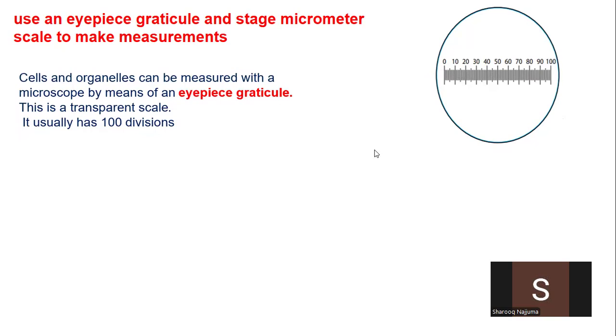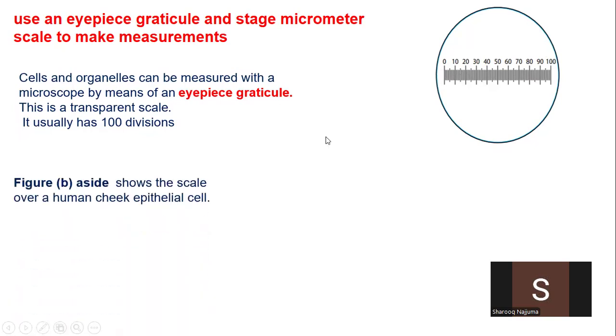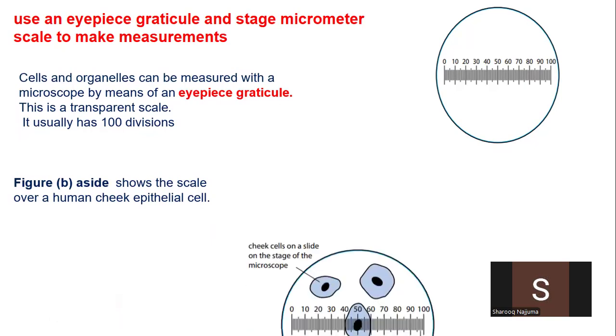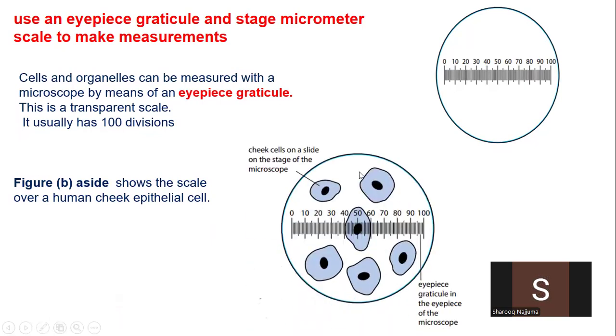So assuming you are using an eyepiece that has a graticule and you're observing cells. An example, let's look at this diagram. Assuming this is what you're seeing through the microscope, you're observing cheek epithelial cells. You would be interested in finding out the size of maybe one of the cells. And the eyepiece graticule is going to be used to help you determine the size of any of the cells.